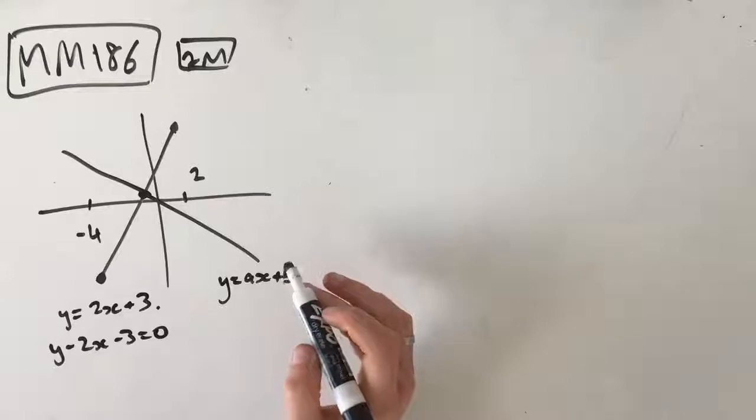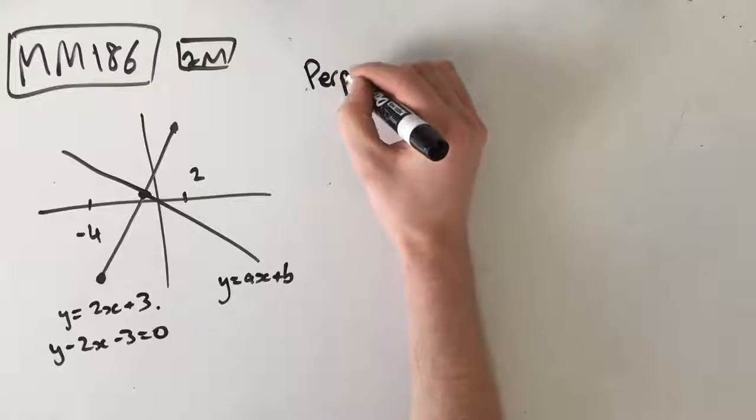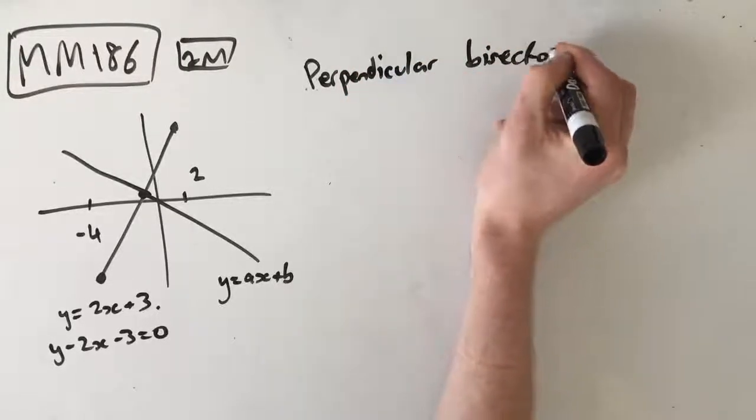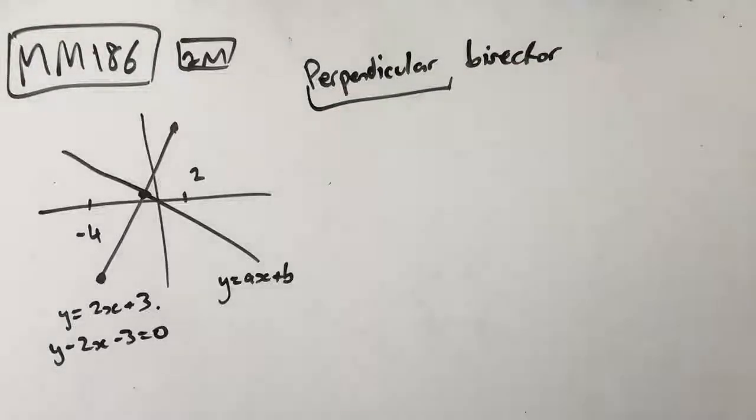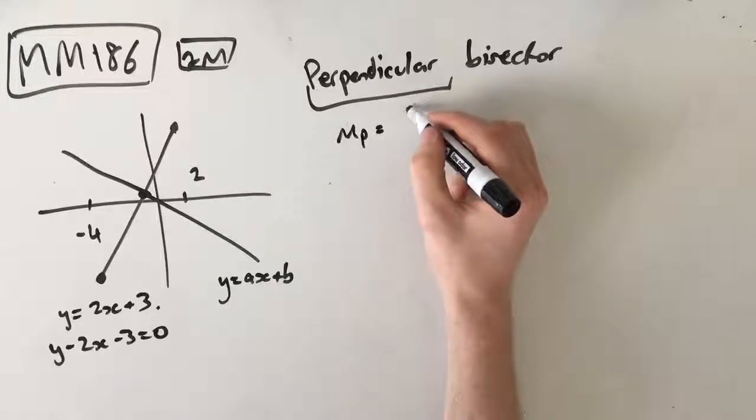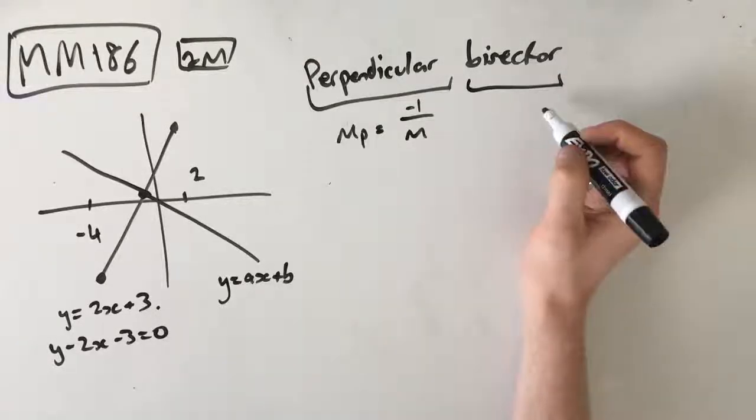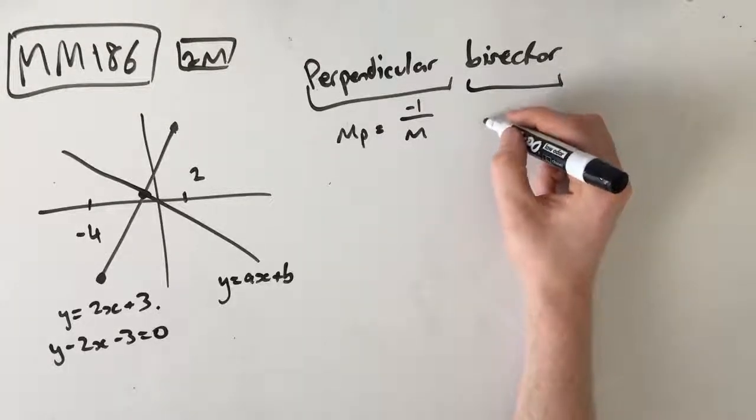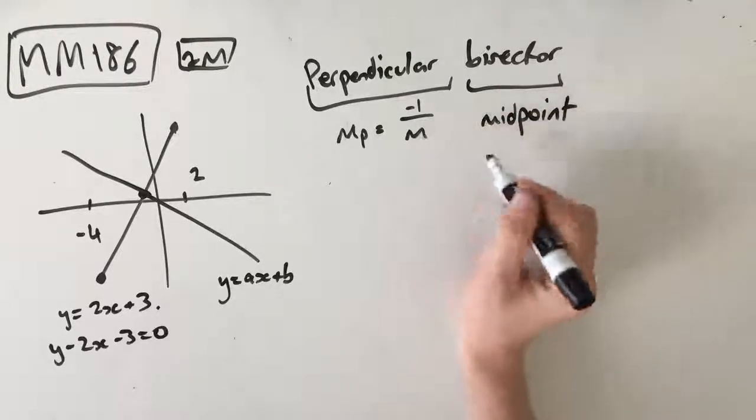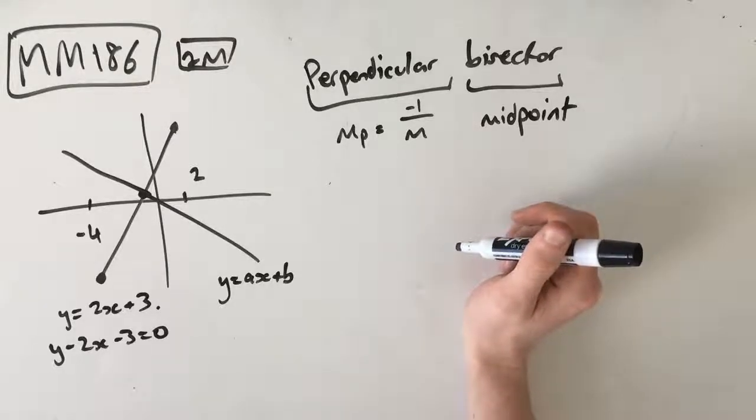So, we know that it's a perpendicular bisector, okay? That term tells us two things. Perpendicular means that it has a negative reciprocal gradient, okay? So m of perpendicular equals -1 over the original gradient. Bisector means that it cuts through the middle, right? So it passes through the midpoint. Whenever you see perpendicular bisector, these are the two things that they're trying to tell you. Cool. So, where to from here?